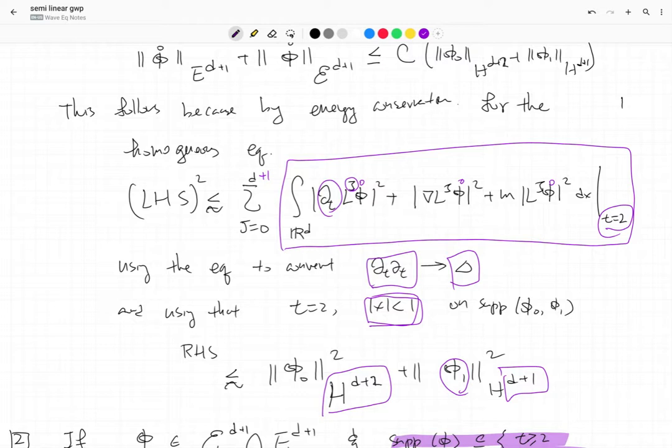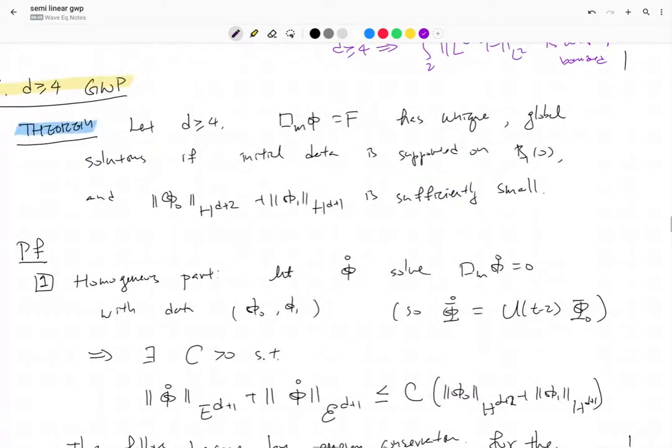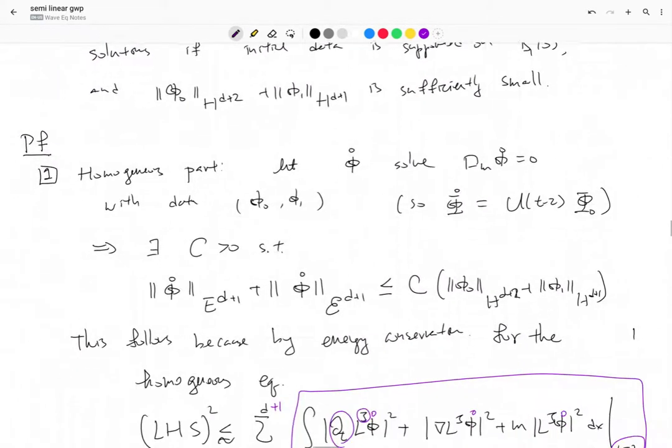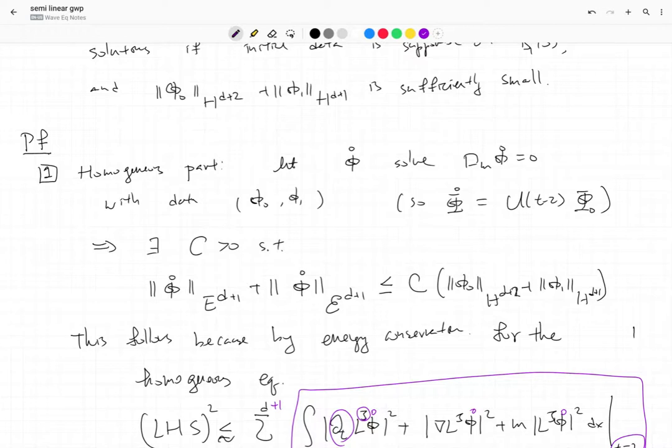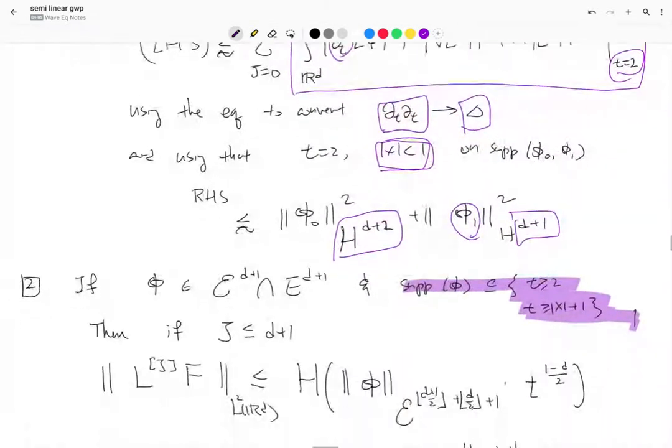Okay, so we have the following. The homogeneous term: by making the initial data sufficiently small, we can guarantee that the homogeneous part has a norm as small as we want, using the capital E norm and the capital script E norm. All right, so that's step 1.